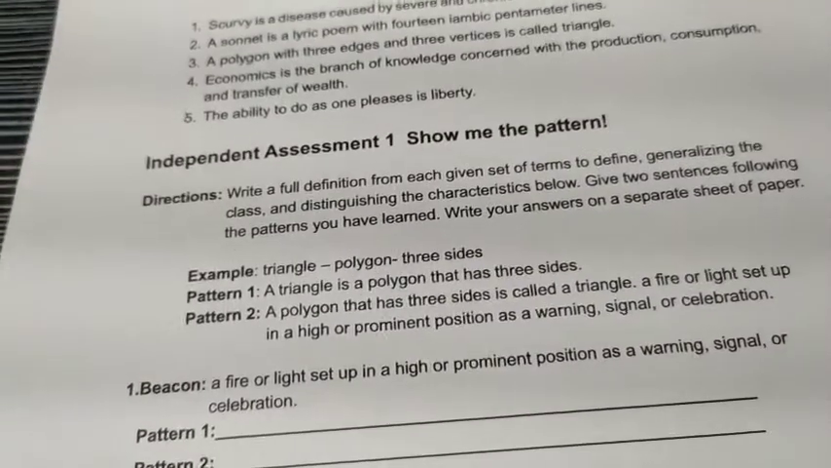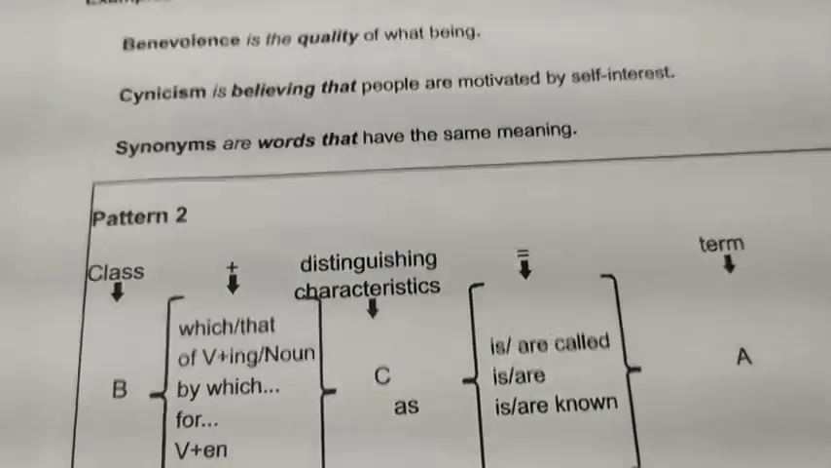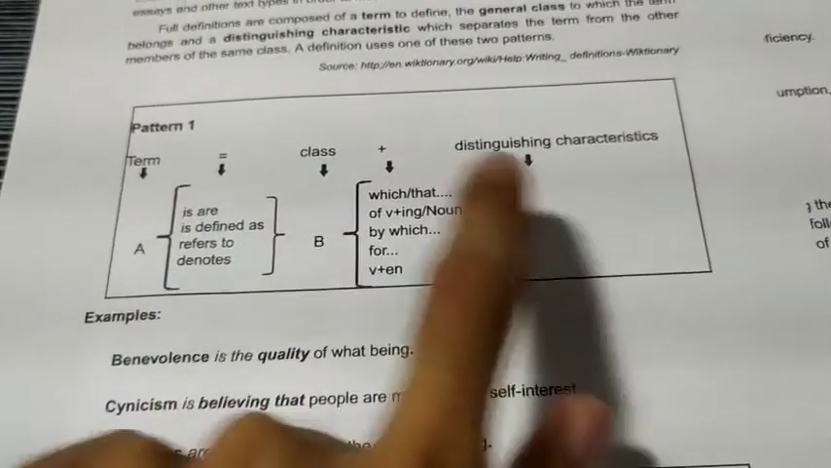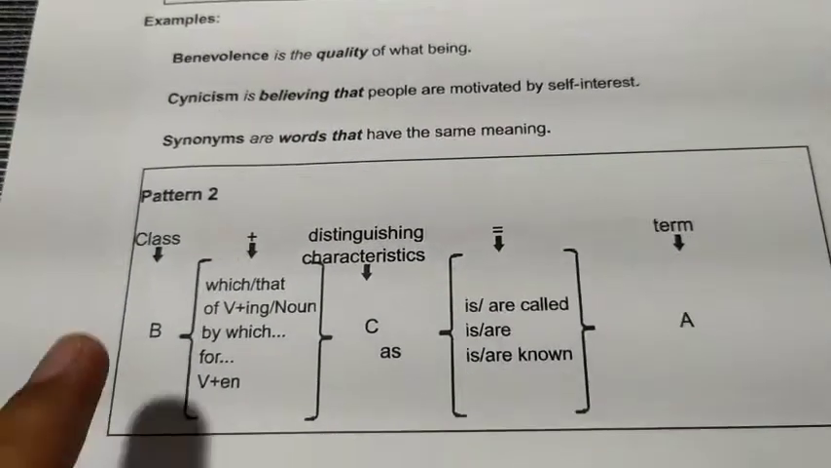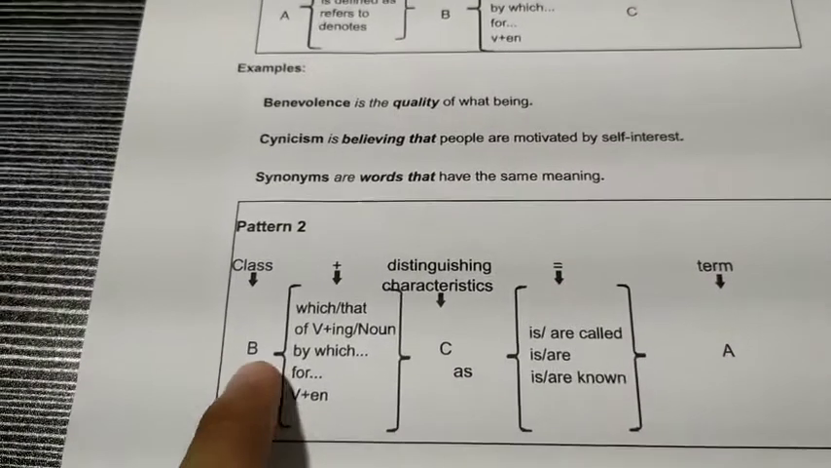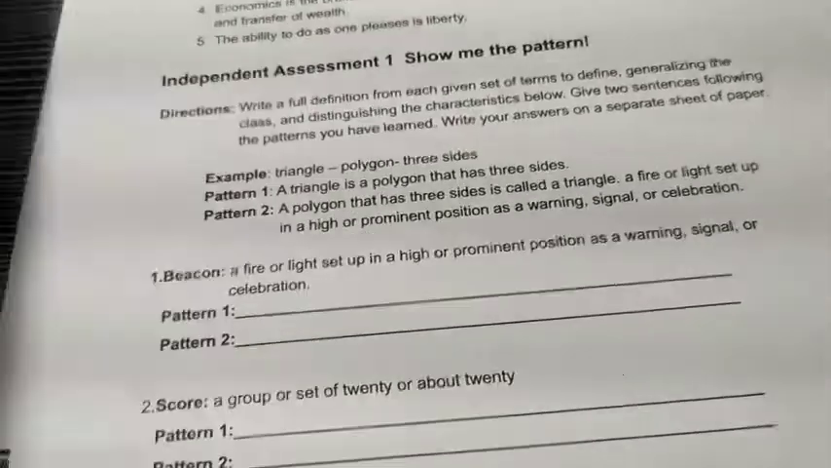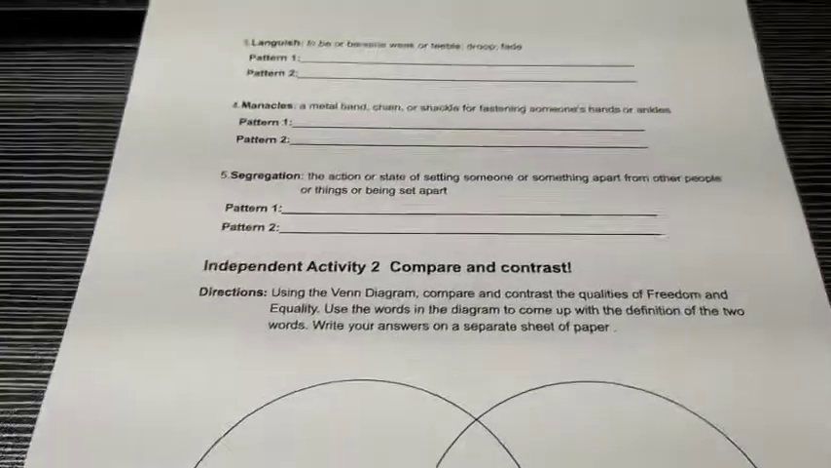Then we have also definitions, and you will write your own definition sentence using pattern 1 and pattern 2. In pattern 1 we have ABC, the term, class, distinguishing characteristics using these words. And pattern 2 we have BCA, where the term is at the end and the class comes first, followed by the distinguishing characteristics. So in each item you will have 2 definitions, the pattern 1 and pattern 2.